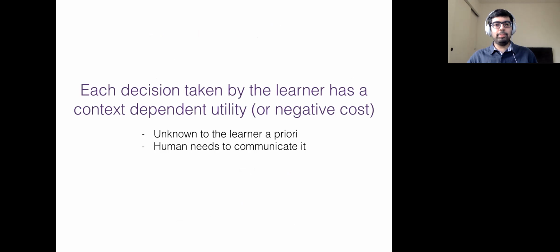In our work, we posit that each decision taken by the learner has a context dependent utility or a negative cost. Furthermore, key characteristics of this utility function are that A, it is unknown to the learner a priori before the task begins, and B, that it is necessary for the human to communicate it to the learner in some form.